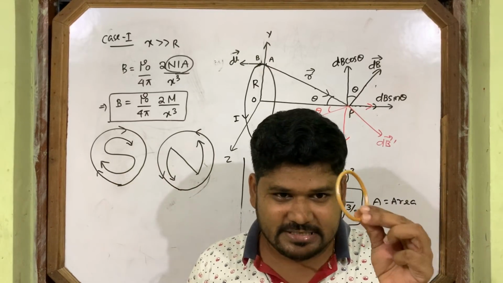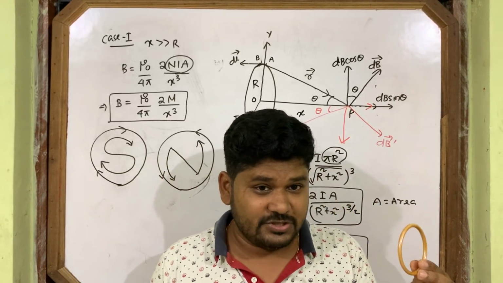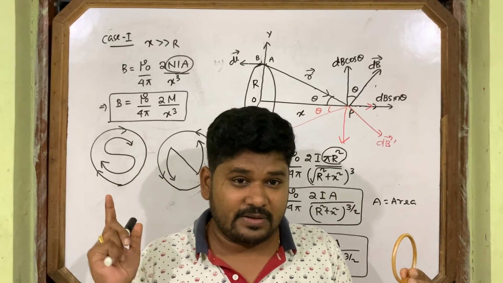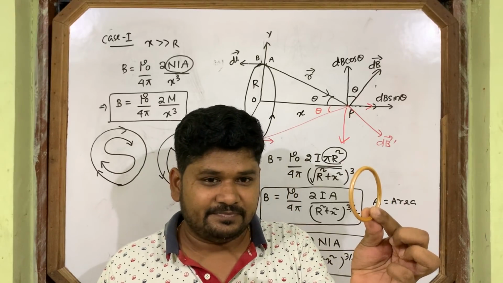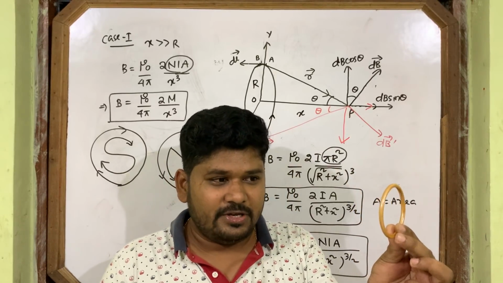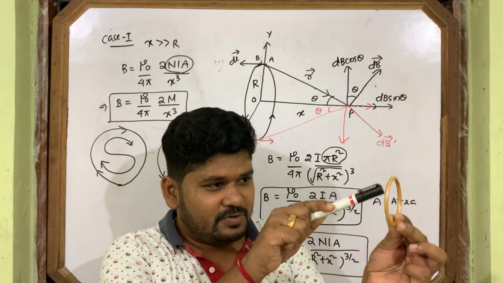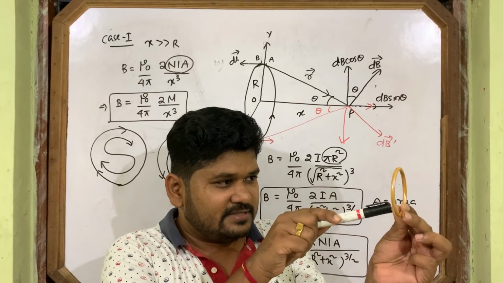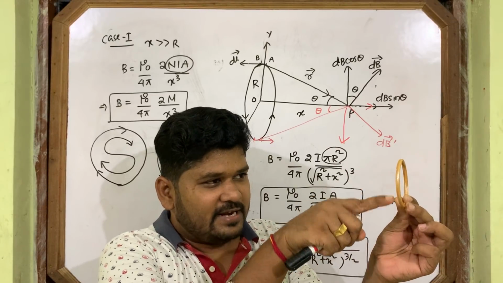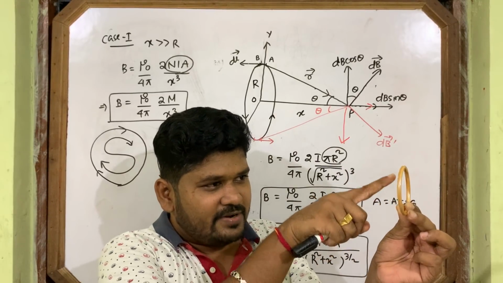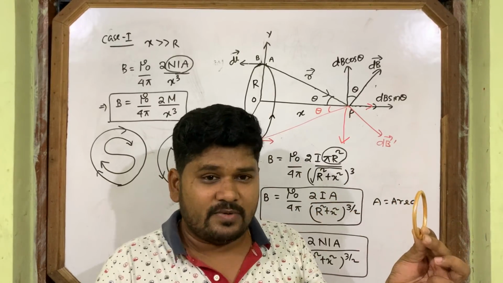If you want to see, take a circular coil like this and hold it. All of you can do this at home, then your doubts will be clear. You hold it like this, and I am showing you now. This is the direction of current flow. I am taking the pen. From your side you will see clockwise direction. This is the clockwise direction of current flow. If the current is flowing like this, from my side it is clockwise.